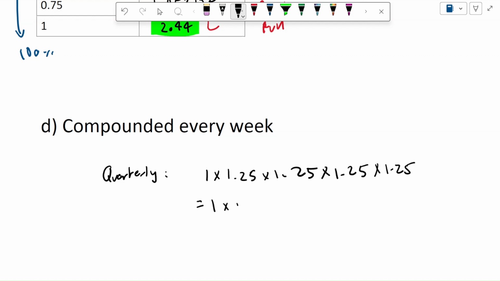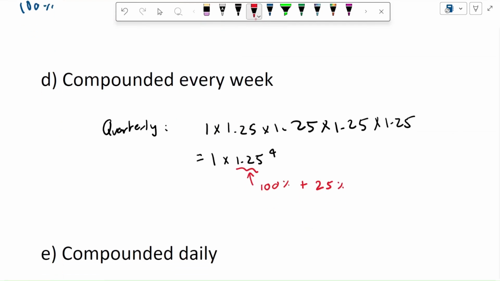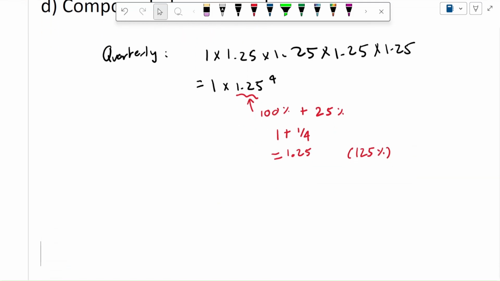You can write this as 1.25 to the power of 4, and we want to think about where this number came from. So this was the 100% plus the extra 25%. So this essentially is 1 plus, and the 25% came from the 100% over 4. I'm just doing everything in decimal version, but you get 1.25. So it's like 125% if you work it out as a percent, 1.25 if you work it out as a decimal. So let's see if we can do the same thing for weekly.